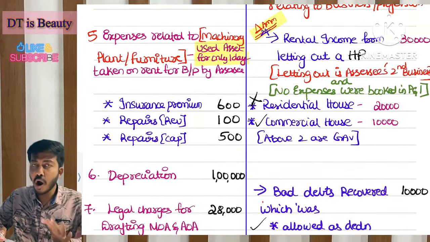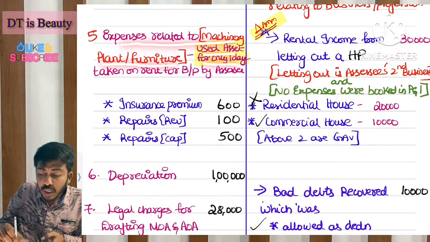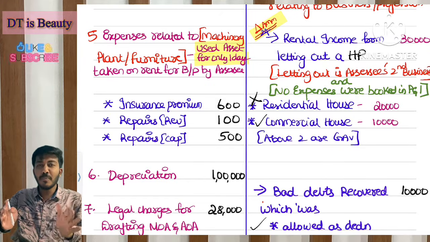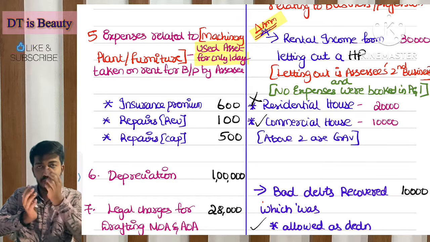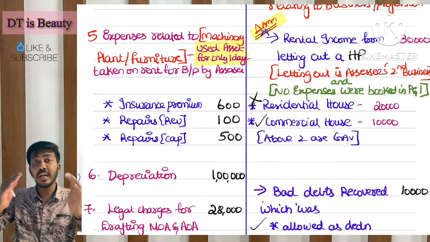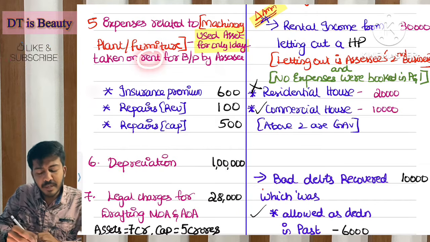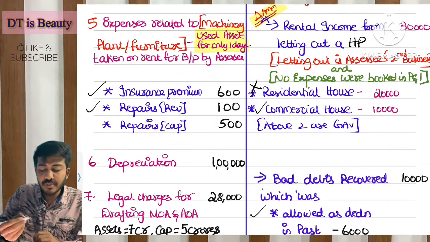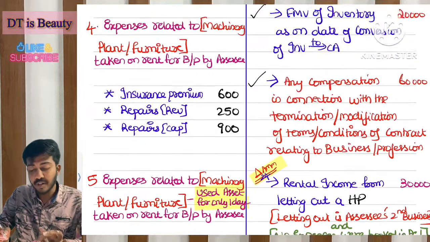Now let us go and check the content and practical numbers. Expenses related to the machinery, plant and furniture, you used the asset only for 1 day. Oh my god, you have used all this plant and machinery only for 1 day. Still no problem, you can take 100% of expense. If you have used it for business even for one time, it is enough. You can take full expenditure as deduction. This you have taken on rent basis, no problem. Insurance premium is allowed. Let me mark it as tick. Insurance premium is allowed. Repairs revenue is allowed. Repairs capital is not allowed. Therefore, I will have to add back to the net profit in my answer.